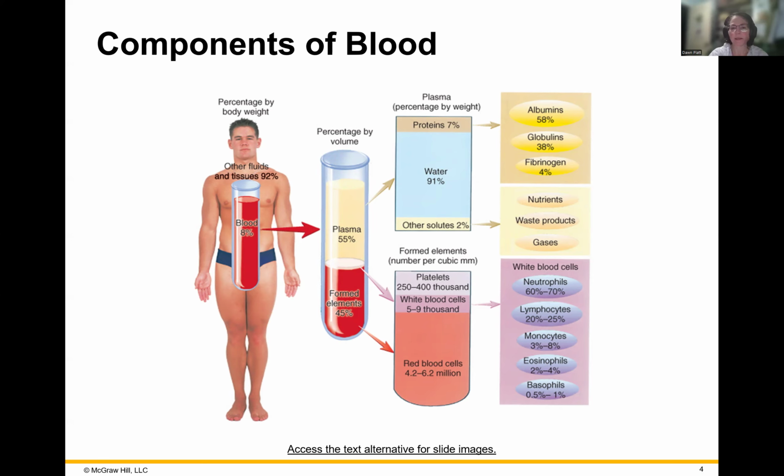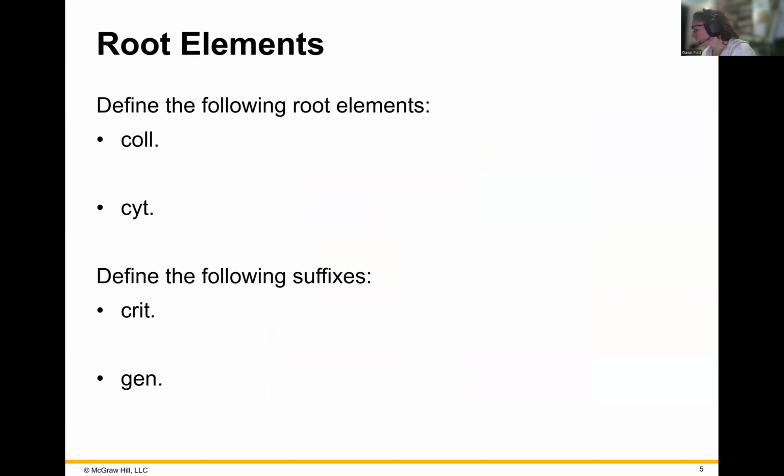All right. We've got some root elements, starting on page 363. So let's look at coagul. What does coagul mean? Glue. Cyte in this area means cell. Crit, to separate. So like the hematocrit, we're actually separating things out to take a look at it. And then gen, to produce.